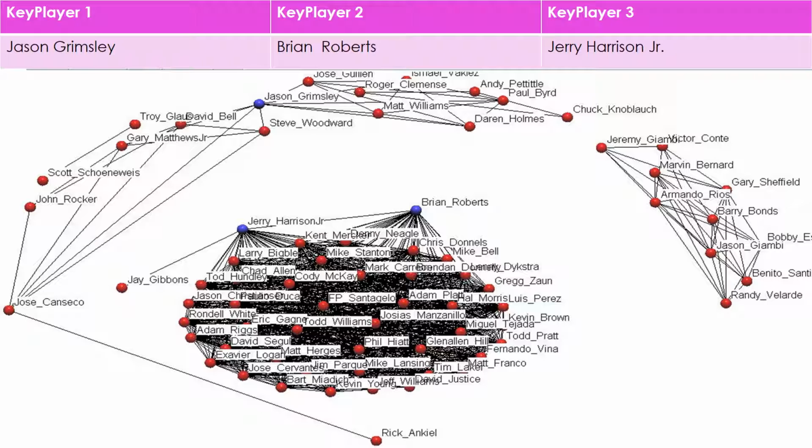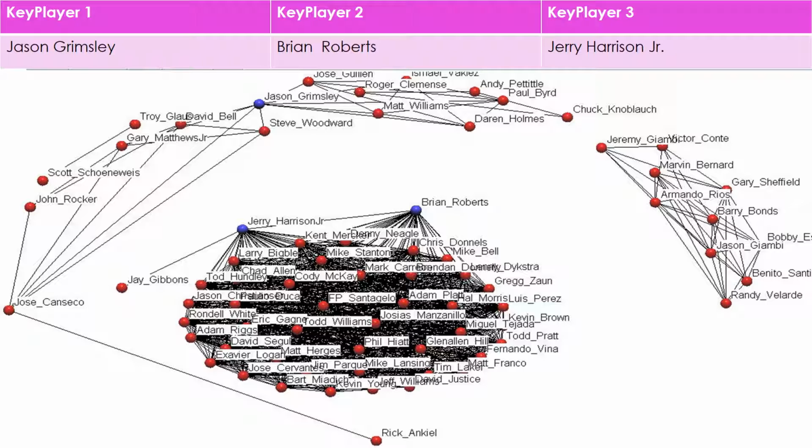And this was from running key player. After measuring centrality on all the players, almost all the nodes, I was able to run key player within the network and come to the conclusion of these three players who are Jason Grimsley, Brian Roberts, and Jerry Harrison Jr.